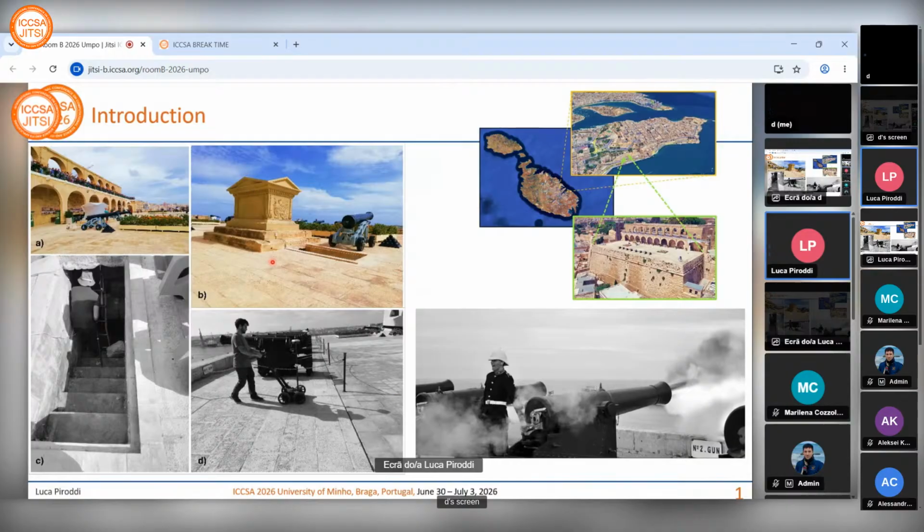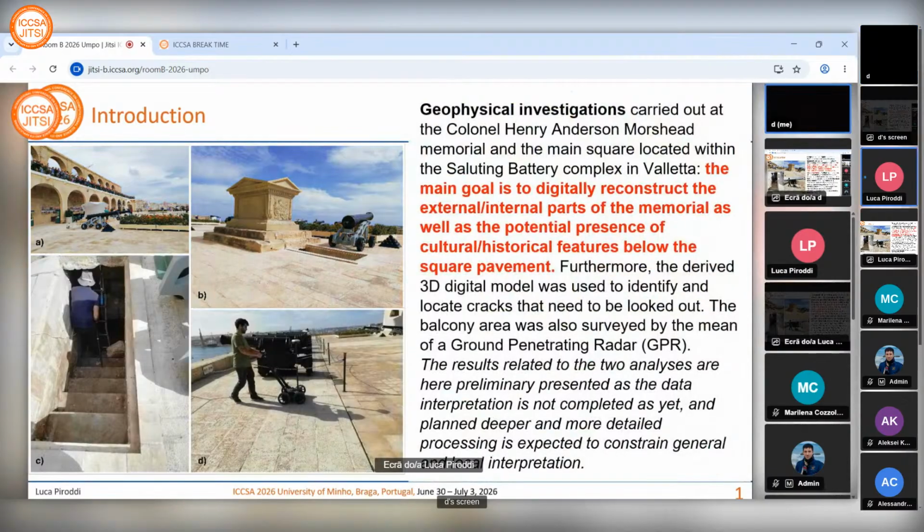Here we see the funeral monument, and on the left the Upper Barracca Garden and the saluting battery square at the bottom. The geophysical investigations, as I already said, were designed to document the whole monument, including the ceremonial square and the funeral monument.